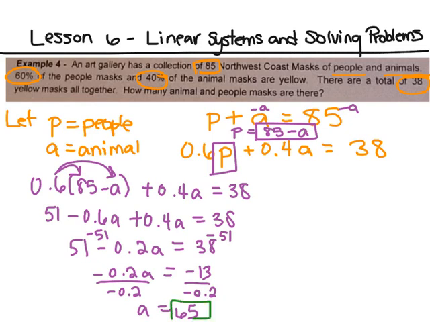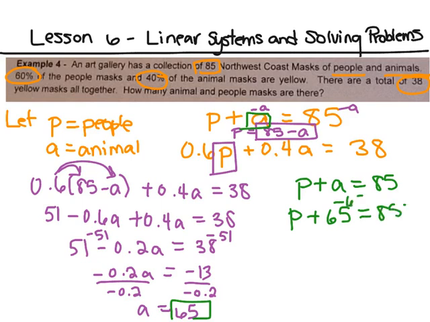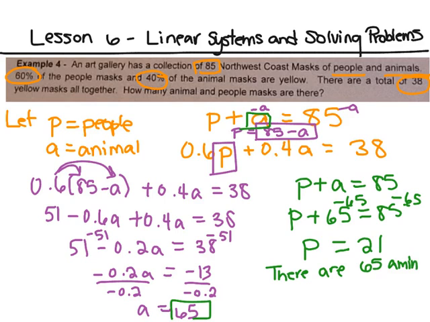So we're going to substitute 65 back into our original equation. So P plus A is equal to 85. P plus 65 is equal to 85. Minus 65 from both sides, and P is equal to 21. So there are 65 animal masks. Animal, I can't believe I just did that. Animal, I almost did it again. And 21 people masks in the art gallery.